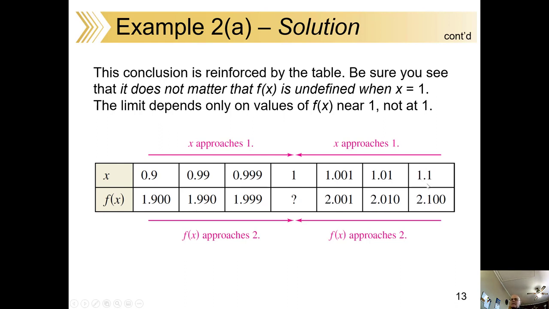If you tried it from the other side, start with 1.1. Put that in for x, see what the y is. The y is 2.1. If you put 1.01, that's closer to 1, you get something even closer to 2. Closer to 1, closer to 2. But you're not allowed to actually do it. But you can see what's happening to the y values. From the left, it's getting close to 2. From the right, it's getting close to 2.